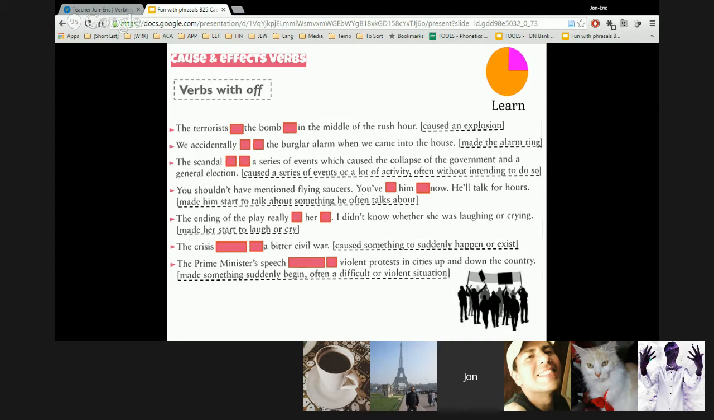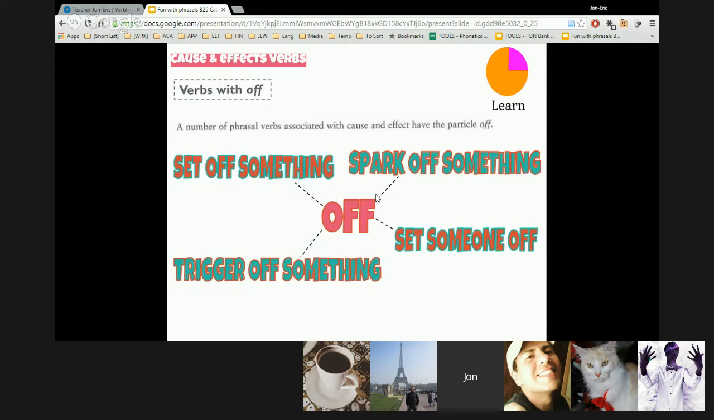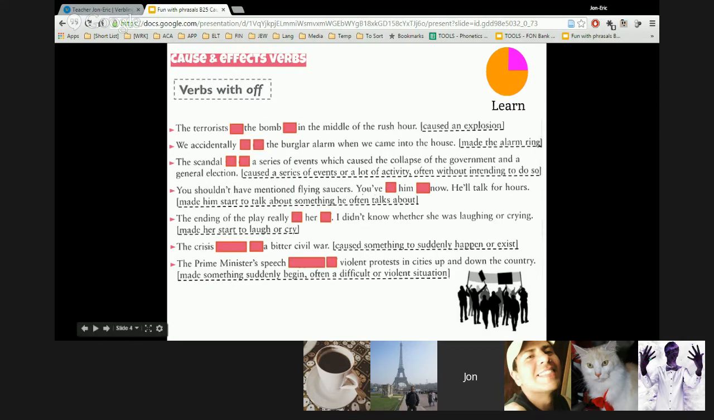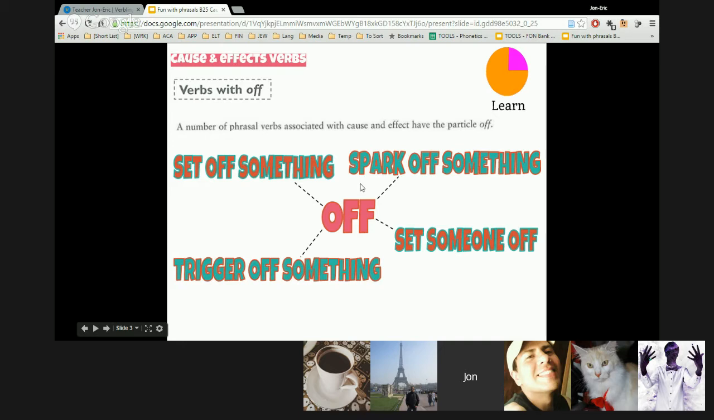All right. And I think I missed Giancarlo earlier, so it's back to you, Giancarlo, for the Prime Minister. The Prime Minister's speech, blank, violent protests in cities up and down the country. Set off, well, it could be. Yep, it could be, but is there a better choice? Set off works. There's no problem using it. But is there a better choice?